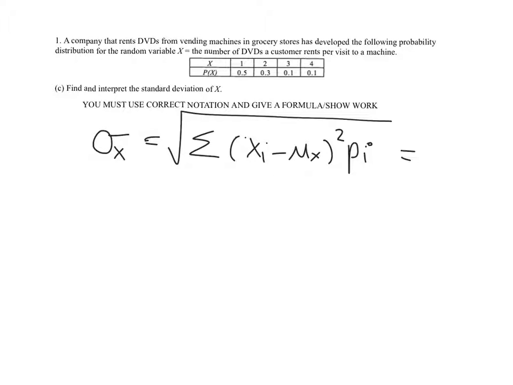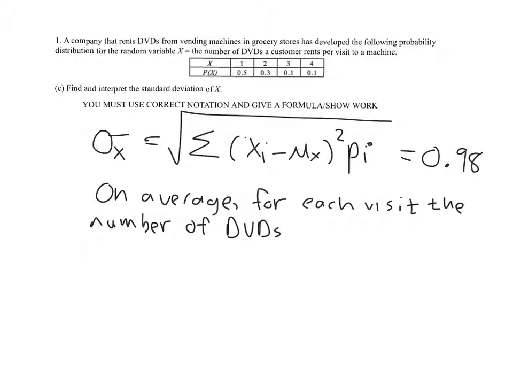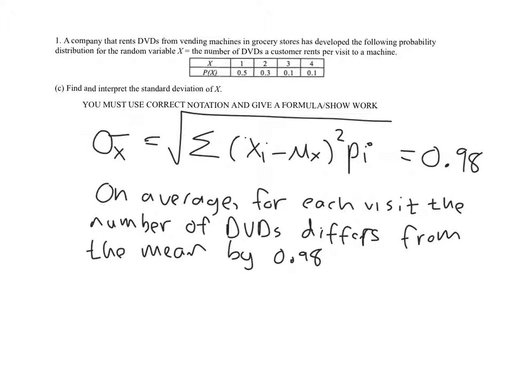And the value, when you run one var stats in your calculator, we get it at the same time we get the mean, would be 0.98. And then for our interpretation, on average, for each visit, the number of DVDs differs from the mean by 0.98.